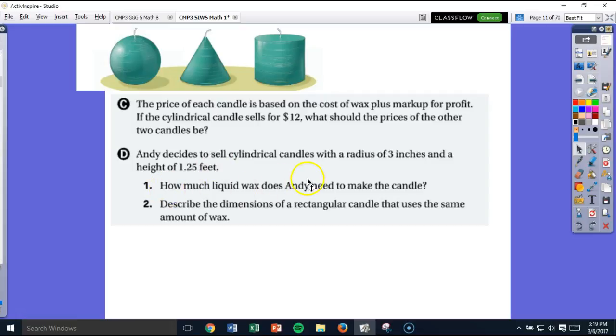It asks you how much liquid wax does Andy need to make the candle, and describe the dimensions of a rectangular candle that uses the same amount of wax. So what's the volume of a rectangle? What's that formula? And what might be some of the dimensions that we could use? There could be more than one set, so use what you think might be best.